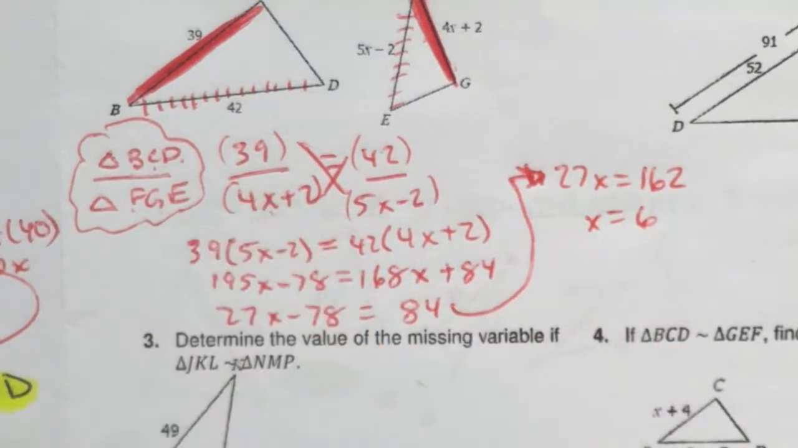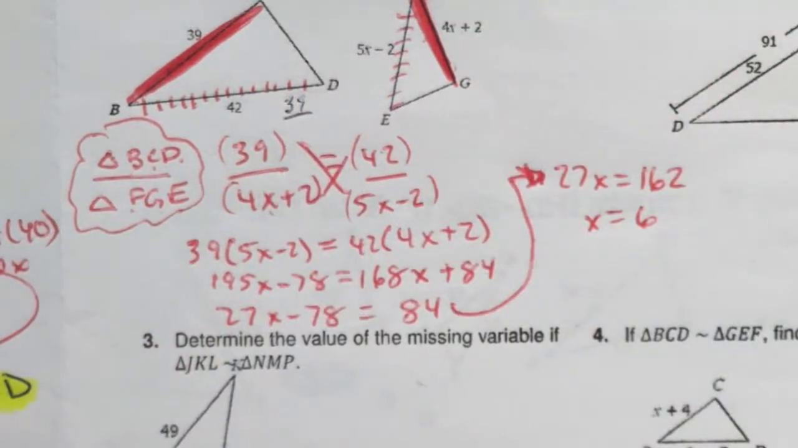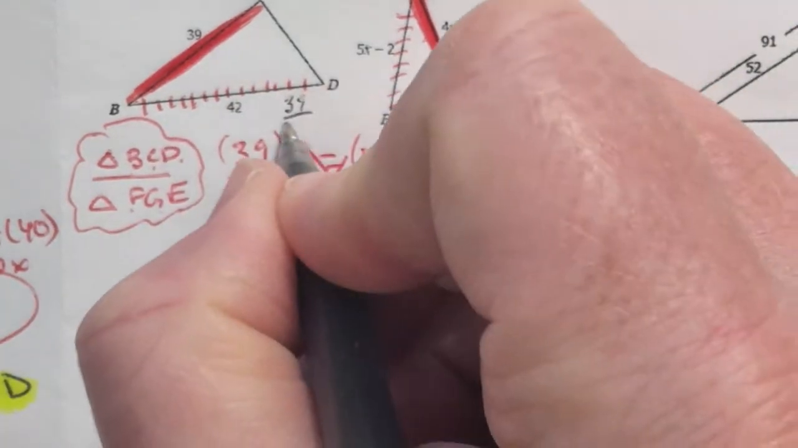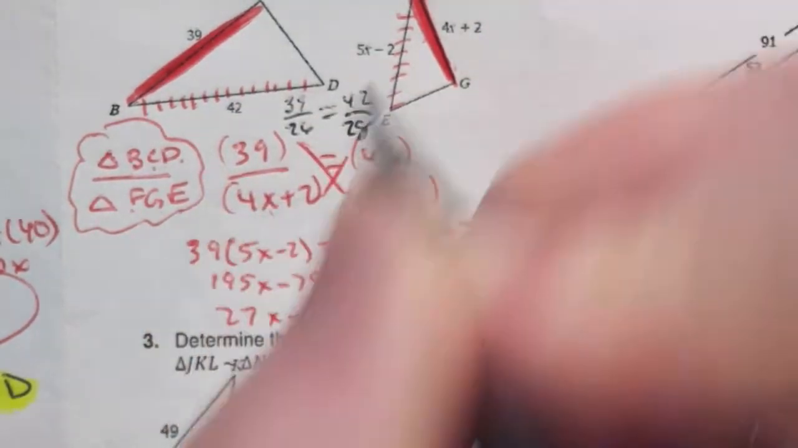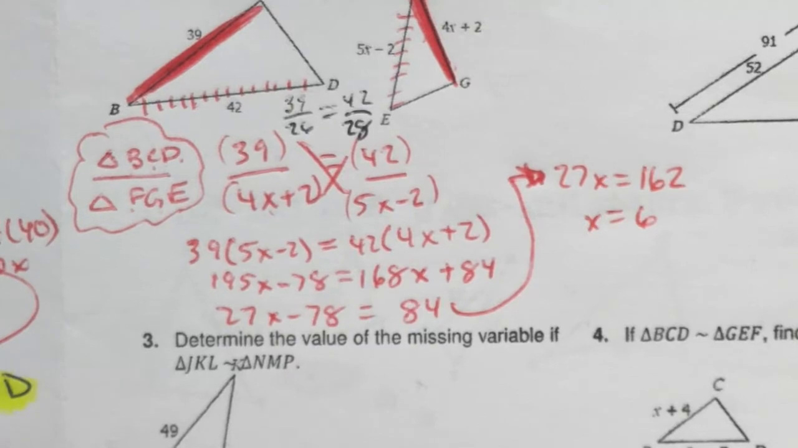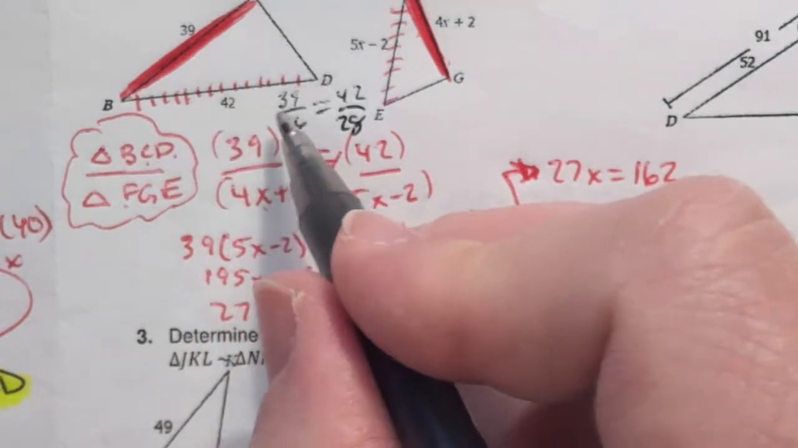What you should do is plug it back in. Once you get x, plug it back in just to double check. So this would now be 39 over 4 times 6 plus 2, which gives us 26. And this would be equal to 42 over 5 times 6 minus 2, that'd be 28. And 39 divided by 26 would give us 1.5. So we put that there, a 1.5 right here.